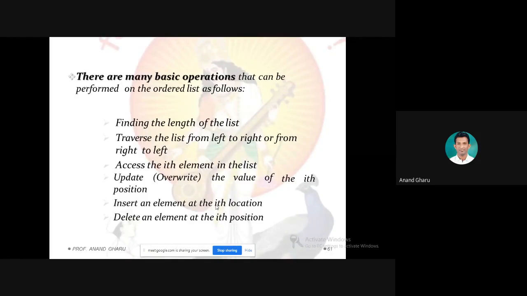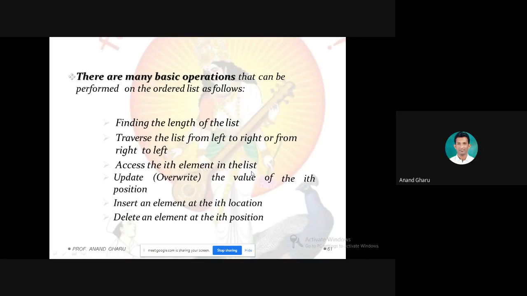There are many basic operations that can be performed on an ordered list. In an ordered list, we can find the length of the list. We can traverse the list from left to right. You can note down the points. Basic operations of ordered list. First one, we can find the length of the list. Second, traverse the list from left to right or from right to left.